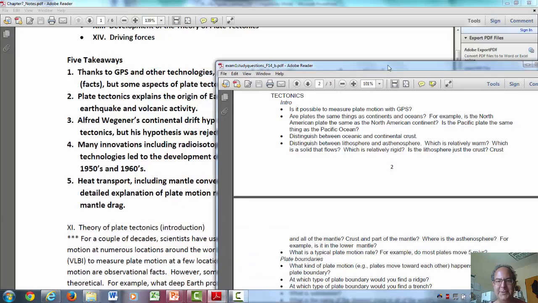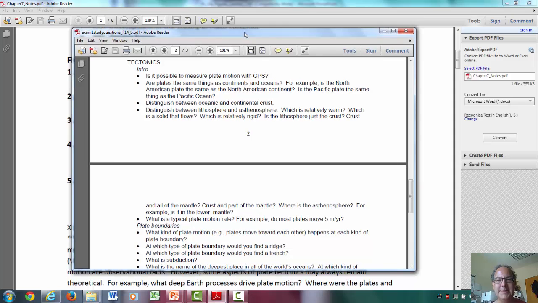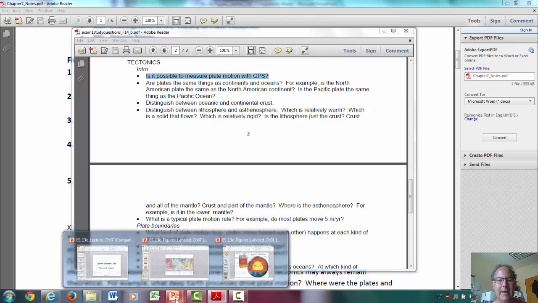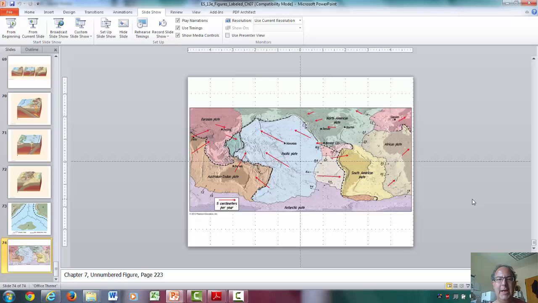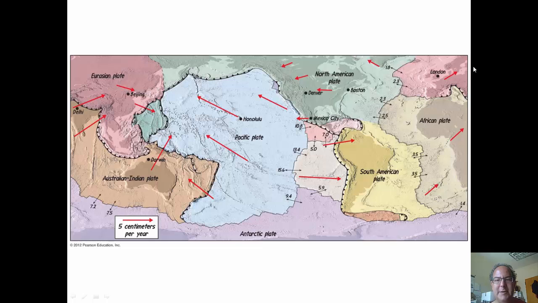The other thing that you should do always, and here in the introduction, which is what I'm giving you, is ask: is it possible to measure plate motion with GPS? And the answer is yes, it is. Here is a slide that came from the publisher, Pearson. Those red arrows that you see on this slide are showing you the direction and the rate of movement of the major plates.